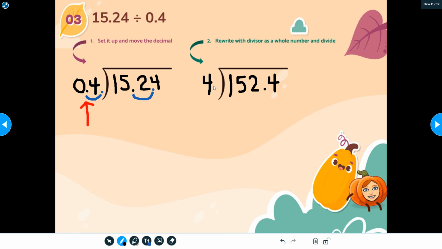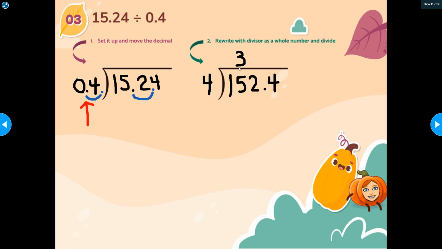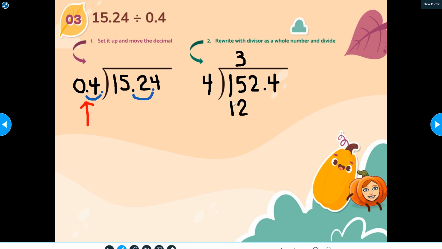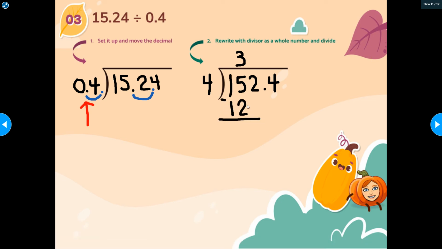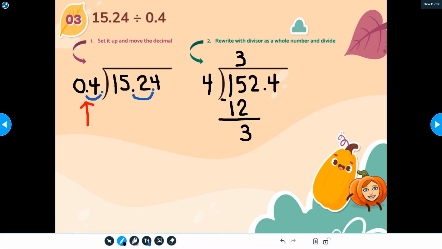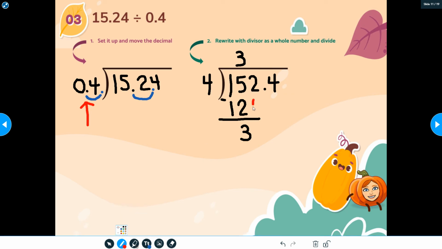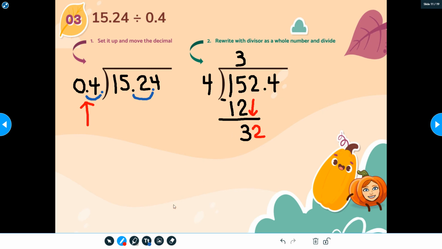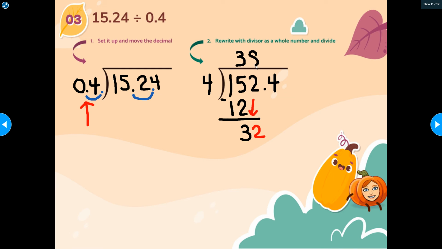4 does not go into 1, but it does go into 15. It goes into 15 3 times. And notice how I wrote that 3 above the 5, not the 1. 4 times 3 is 12. And then I subtract 15 minus 12. 15 minus 12 is 3. Then I need to bring down 2. 4 goes into 32 exactly 8 times. 4 times 8 is 32.